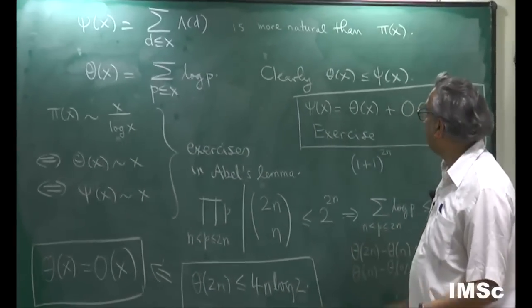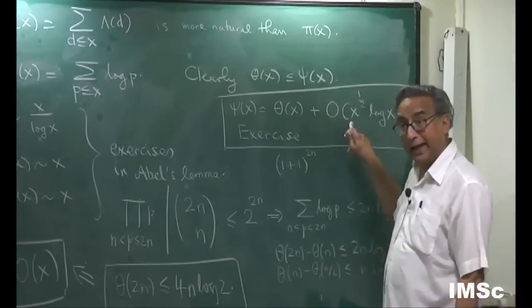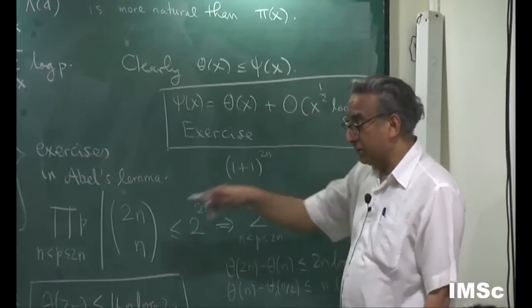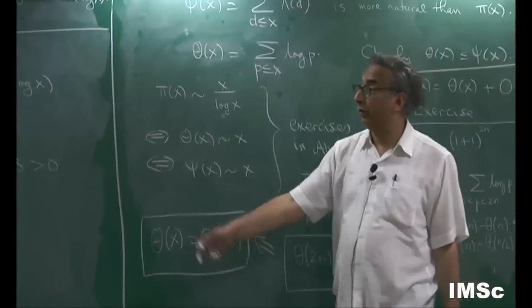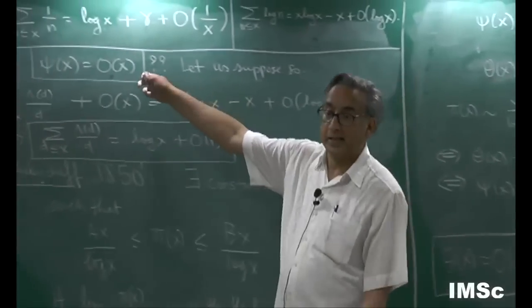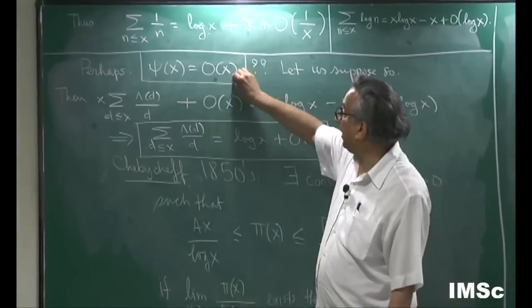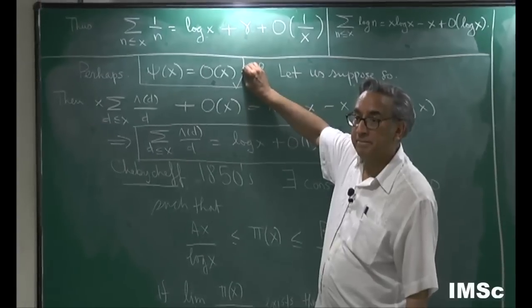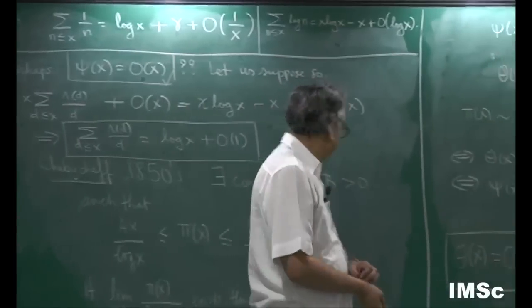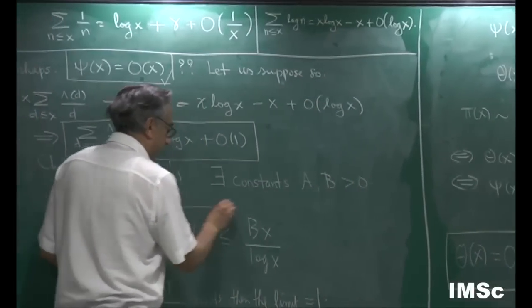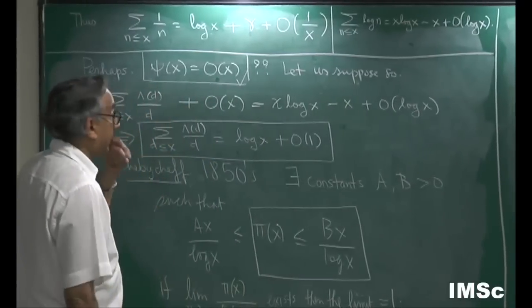So using that, he says, well, psi of x and theta of x don't differ by very much. They differ by root x. Therefore, root x is much smaller than x. So if I got theta of x is O of x, so is psi of x O of x. Because x to the half is much smaller than x. Okay, so this is now done. Okay? Now, if you have this, you can see that this first half of the inequality comes through.